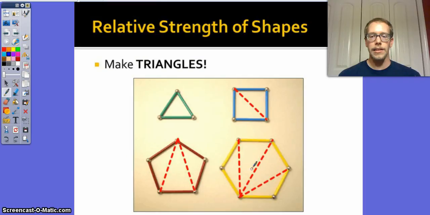We can take this pentagon and draw two diagonals here and create some triangles. And then we can take this hexagon and we can also draw these diagonals, okay, connecting one vertex to a vertex on the opposite side of the figure, and we come up with these different triangles, which add a lot more strength and structure to our shapes that will prevent them from collapsing.